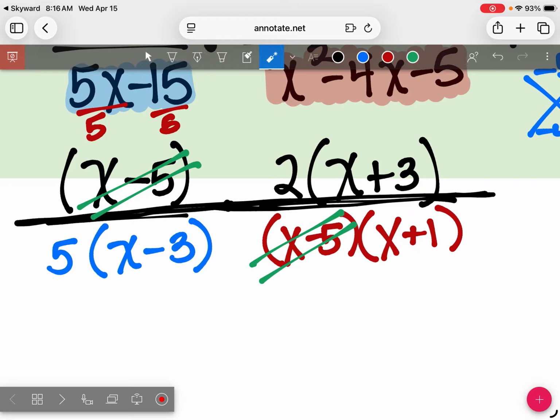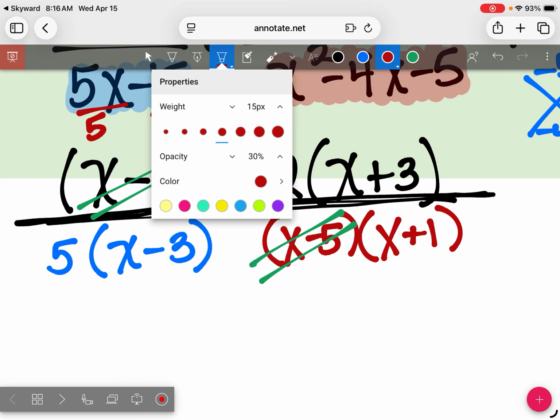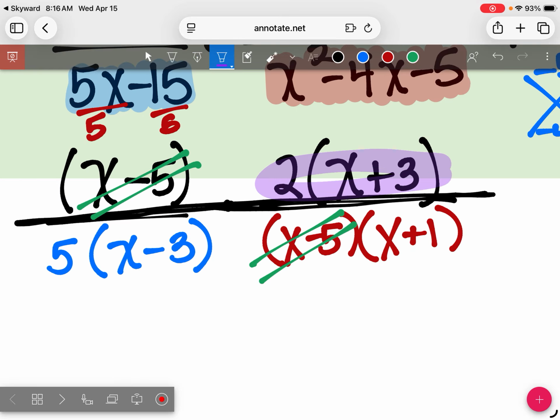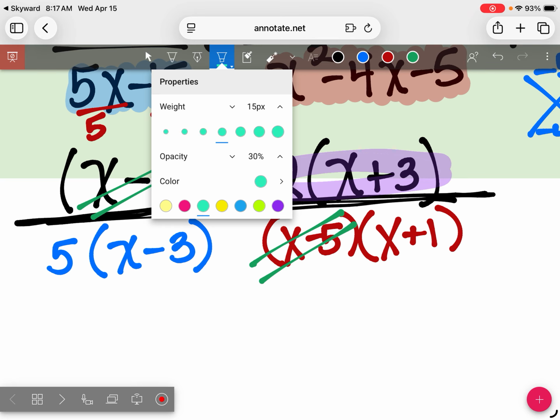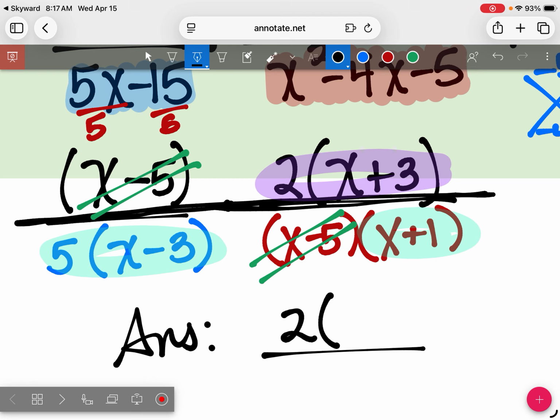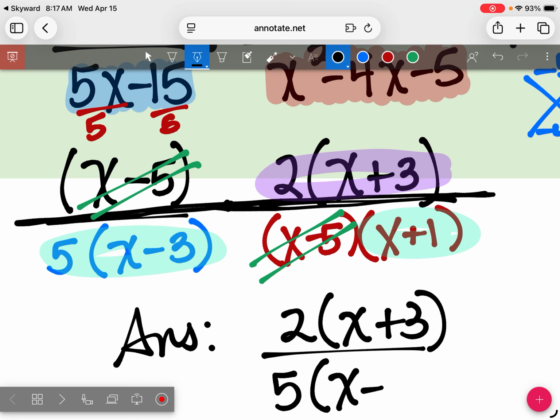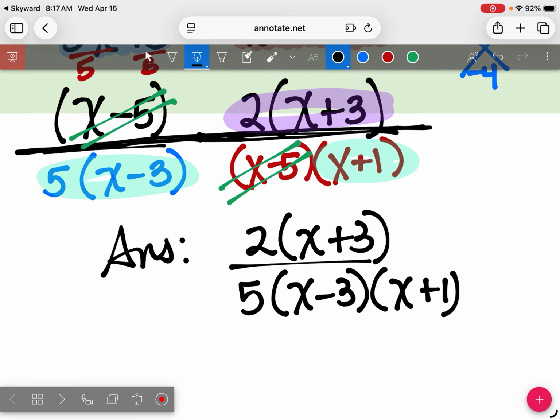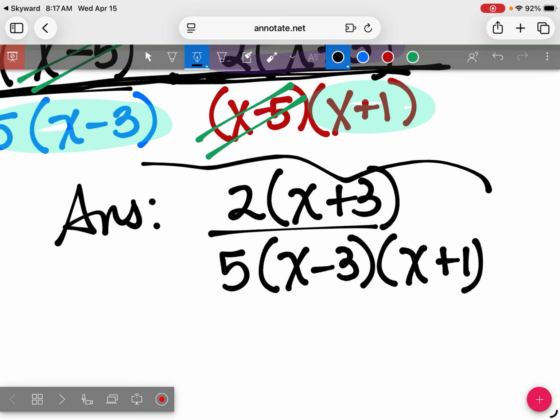You cannot cross out the X plus 3 and the X minus 3. They're not the same. So my final answer would be 2 times X plus 3 on the top. And then I have 5X minus 3 and X plus 1 on the bottom. This would be my answer.